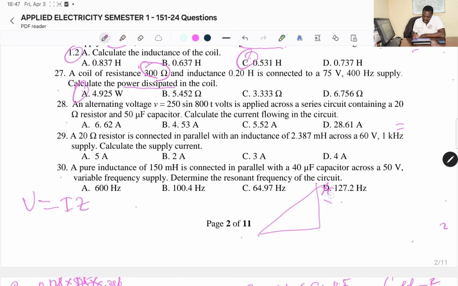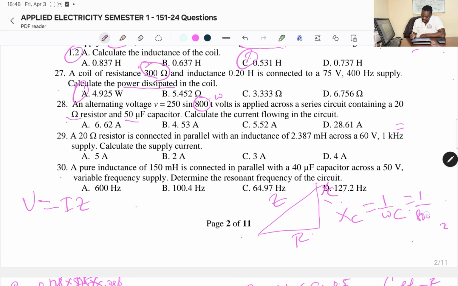So here we have XC, the capacitive reactance, and the resistance, and we have Z, the impedance. I'm giving the resistance, then the capacitive reactance, which is 1 over the angular velocity times the capacitance. The angular velocity is given here, which is 800, right?